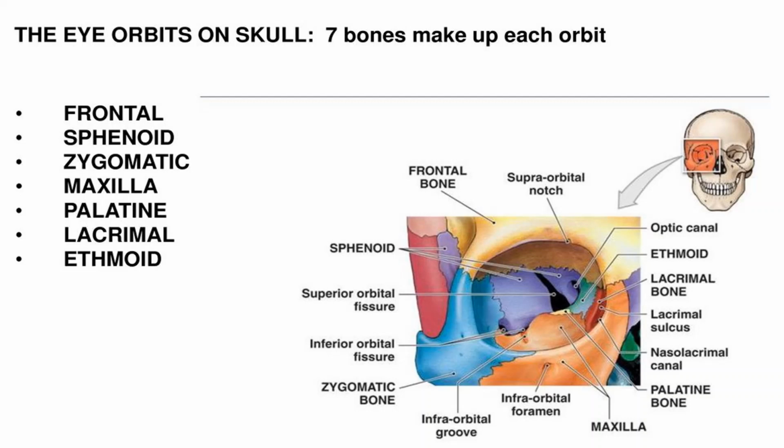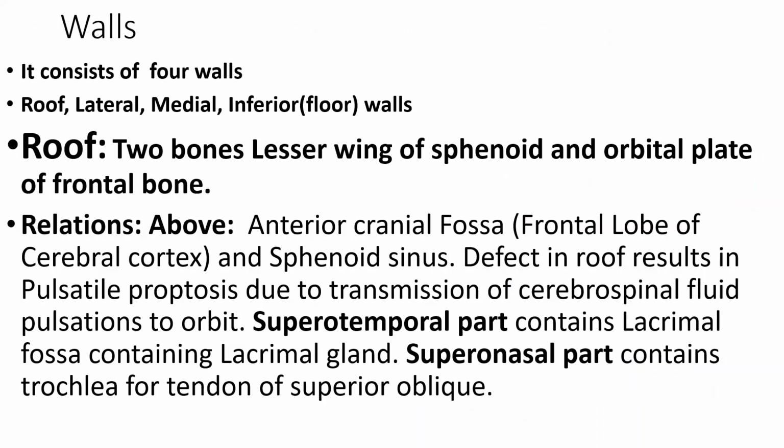It is made of seven bones: frontal, sphenoid, zygomatic, maxilla, palatine, lacrimal, ethmoid. It has four walls: roof, lateral, medial, and inferior walls. The roof is made by two bones: lesser wing of sphenoid and orbital plate of frontal bone.